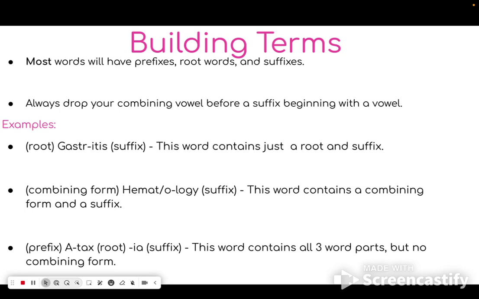The next word is hematology. This word contains a combining form and a suffix, but no prefix. The final word is ataxia. This word contains all three basic word parts, prefix, root, and suffix, but no combining form.